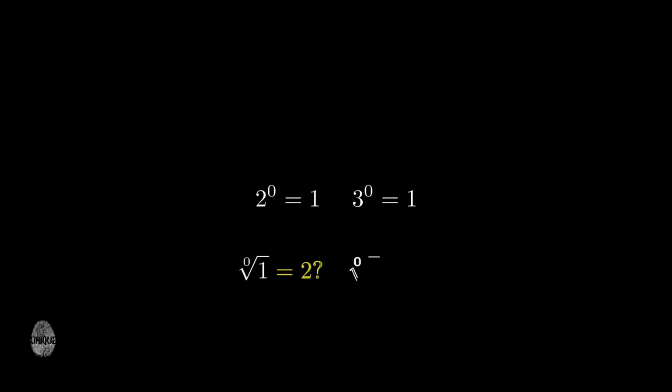If we apply the rule from before, we would expect that the zeroth root of 1 is 2, also the zeroth root of 1 is 3, which is clearly not consistent. How can the zeroth root of 1 be both 2 and 3 at the same time? It doesn't make sense. Yet we're not ones to back away from a mathematical challenge. Let's try another approach to this issue.